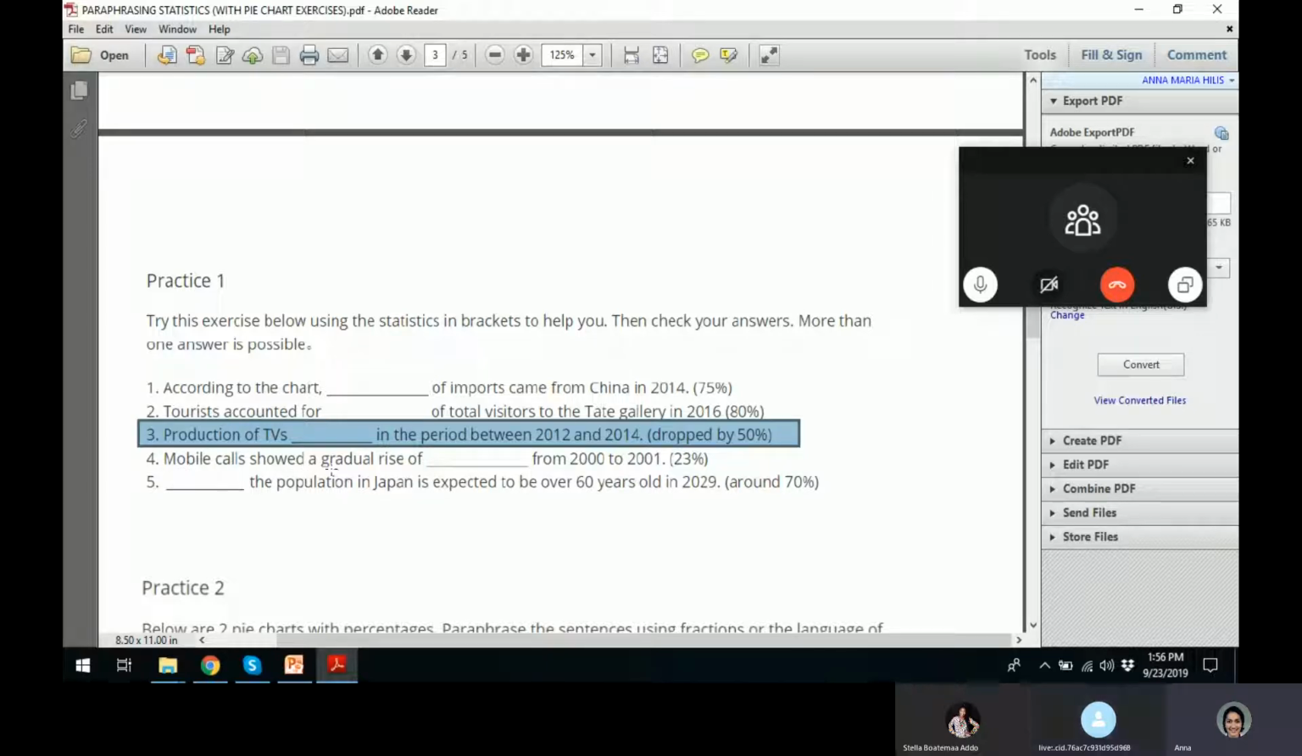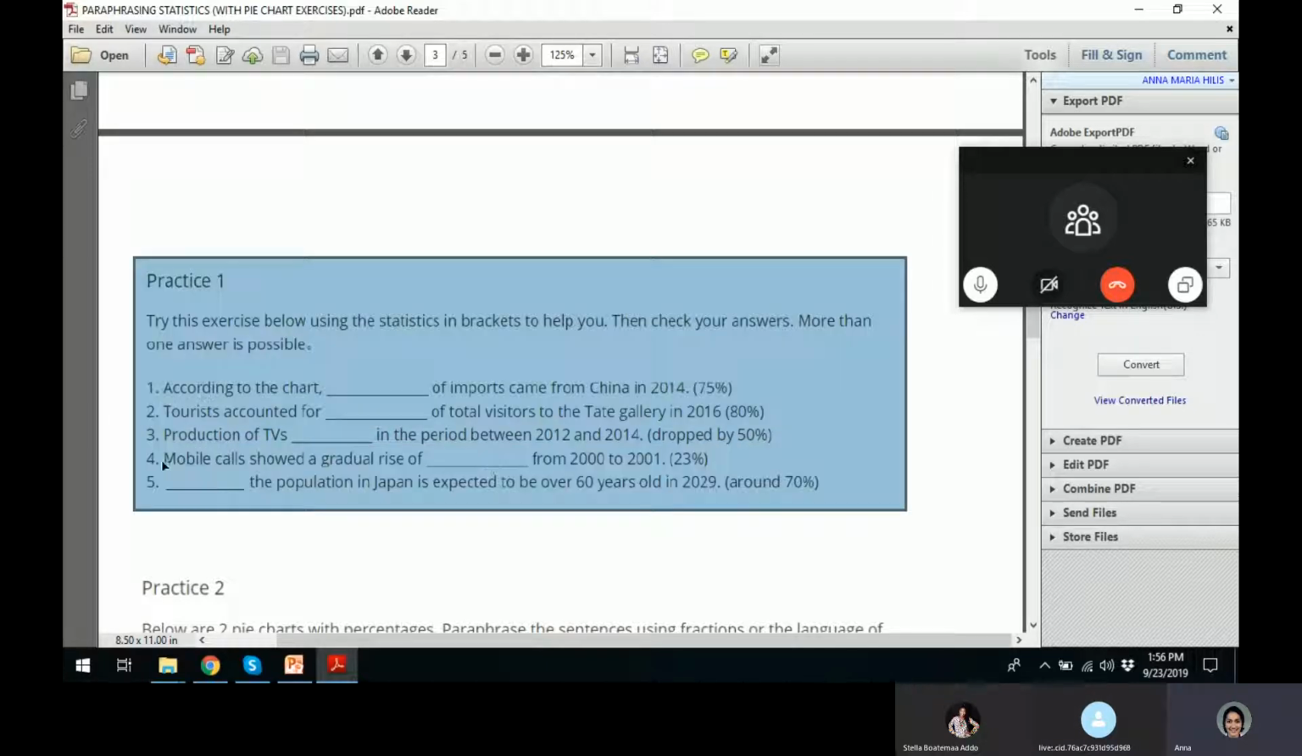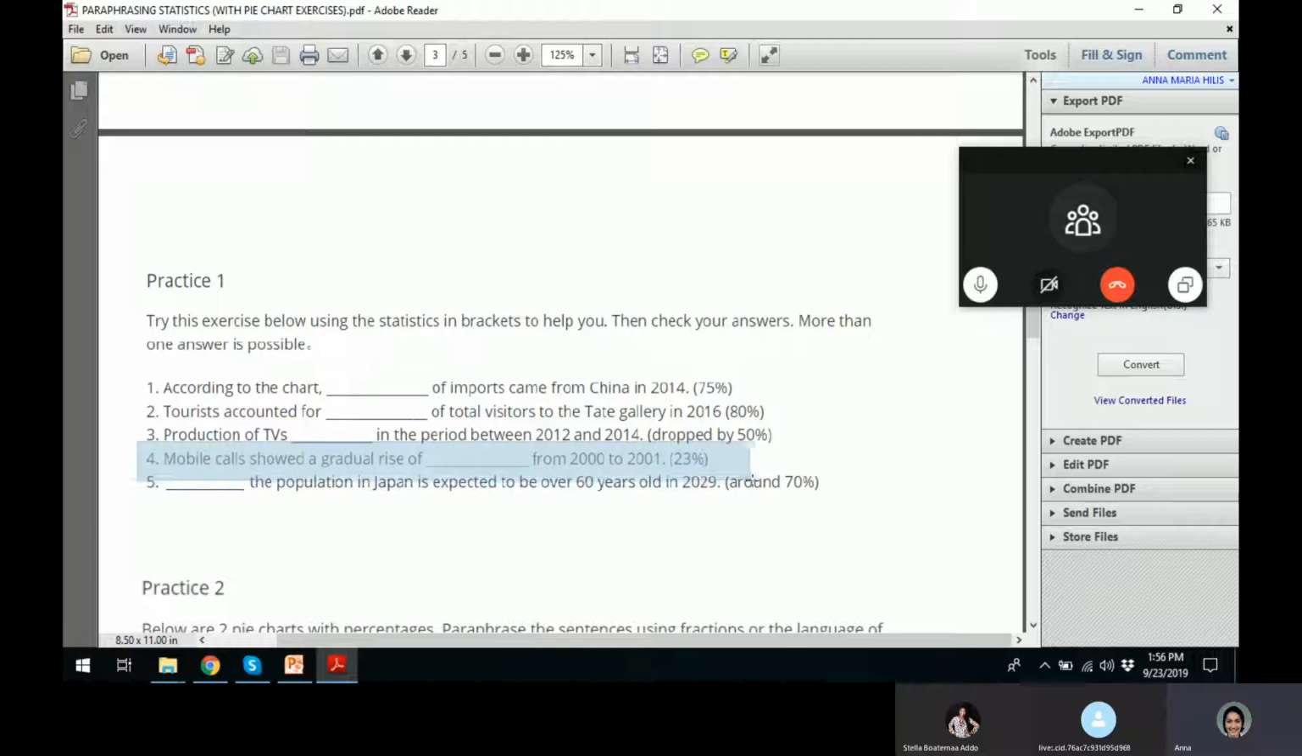Mobile calls showed a gradual rise of 23% from 2000 to 2001. Slightly less than a quarter. Yeah. You have to fill in the blanks. Mobile calls showed a gradual rise of slightly less than a quarter from 2000 to 2001. Slightly less than a quarter. Okay. Any other answers?